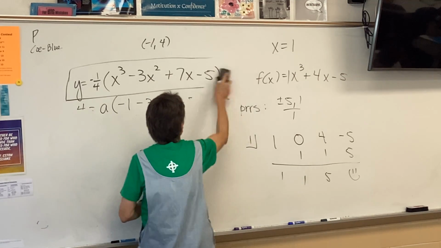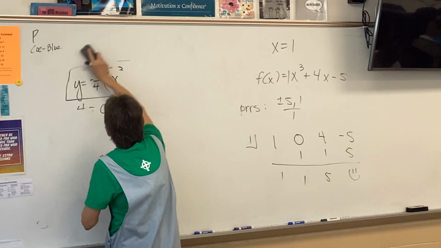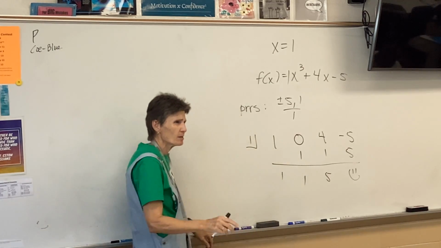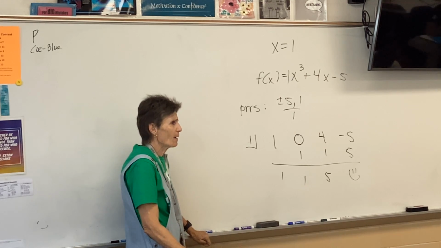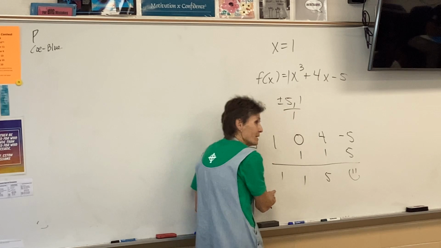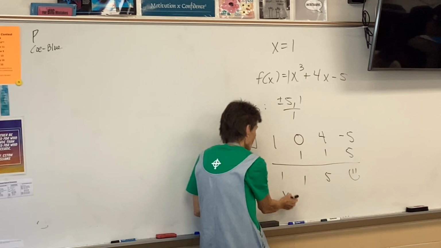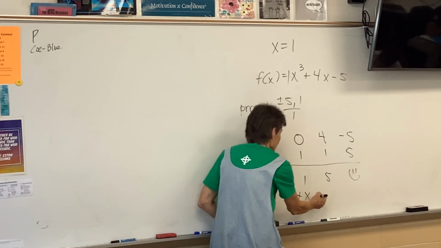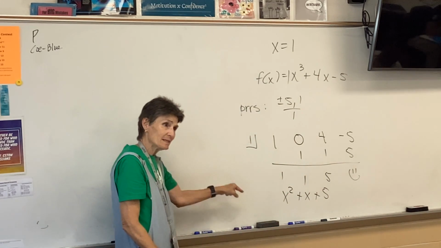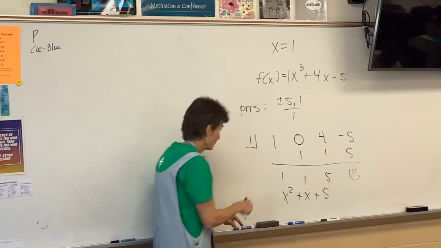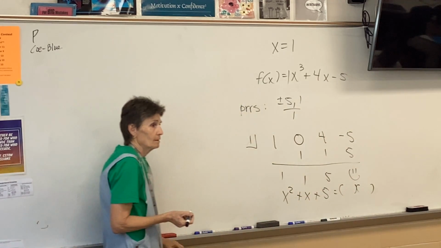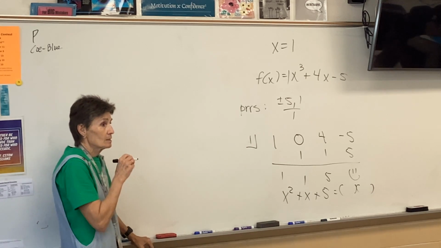Now what? Where do I go from here? Think back to yesterday or the day before. What do we do now? What's our depressed polynomial? What is this guy? x squared plus x plus 5? Now, when we did these the other day, that factored. That doesn't factor. So what do we do?